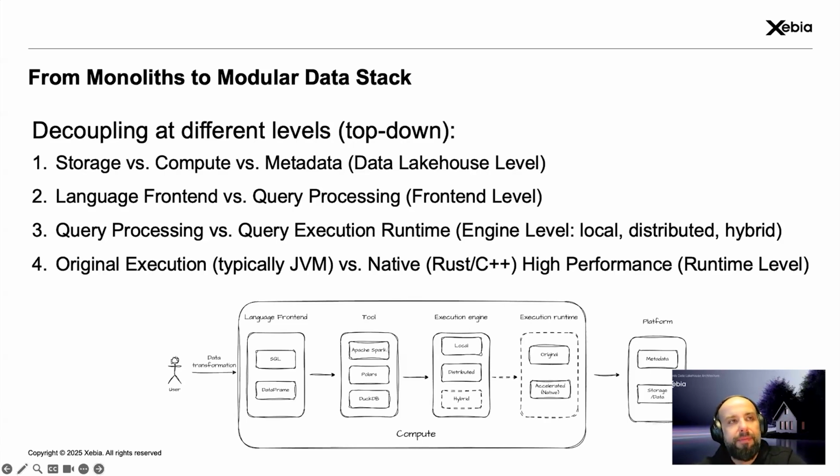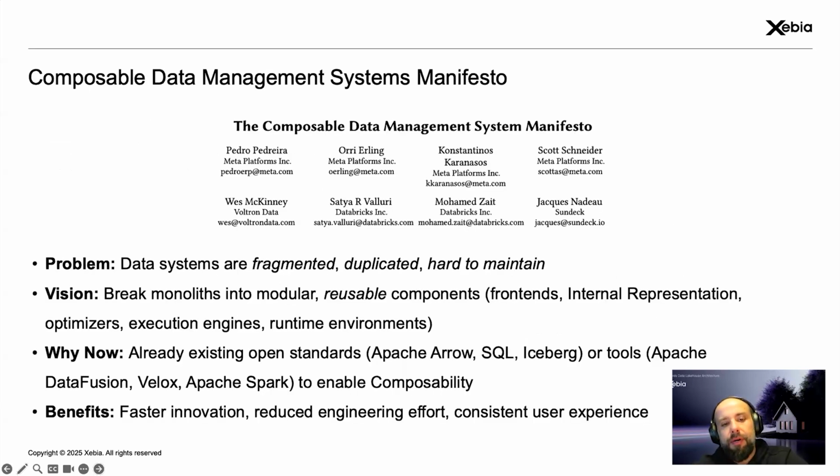So we can have a single processing of the query, but at the end, the optimizer can choose whether we are using a typical JVM execution runtime, or all of the workloads or part of the workloads are offloaded to some high performance backends written in Rust, C++, or C. But the origins of this approach are not new. It's not something that appeared this year.